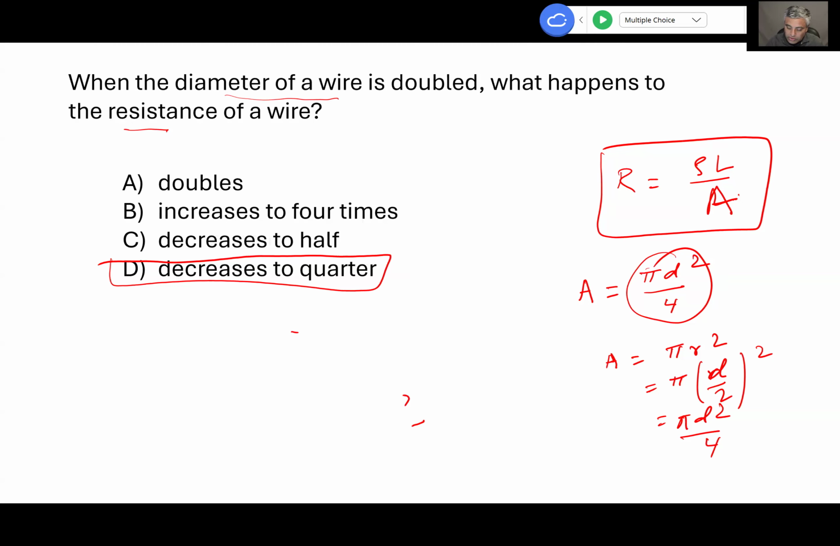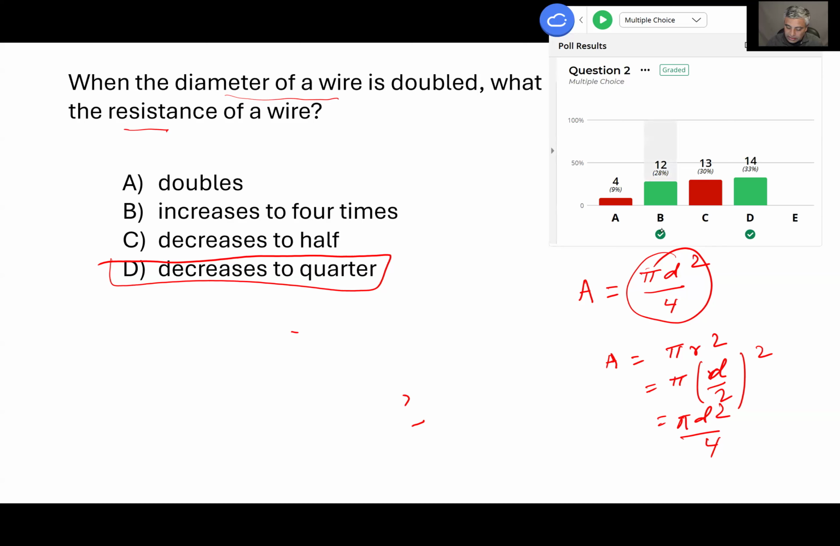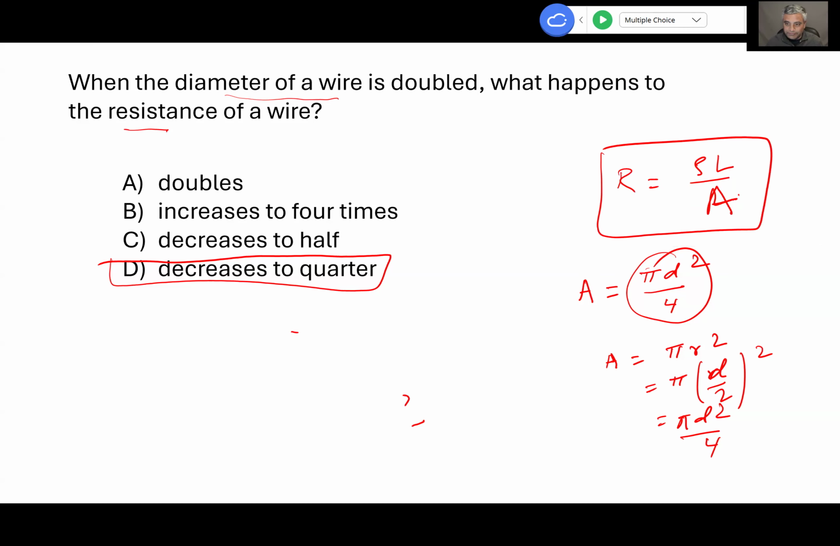Ooh, I wrote the wrong formula and made a mistake.